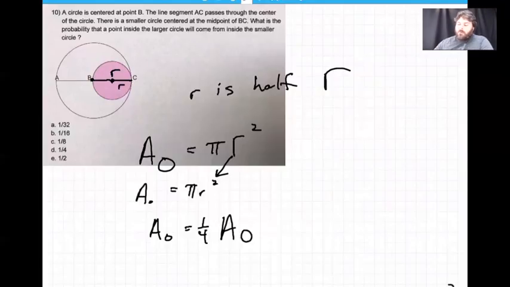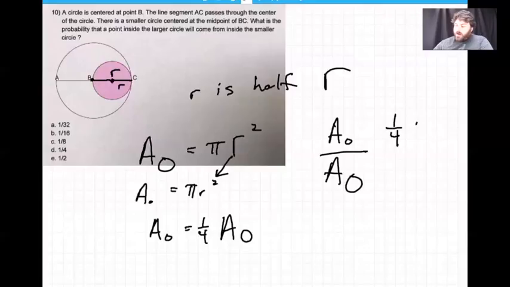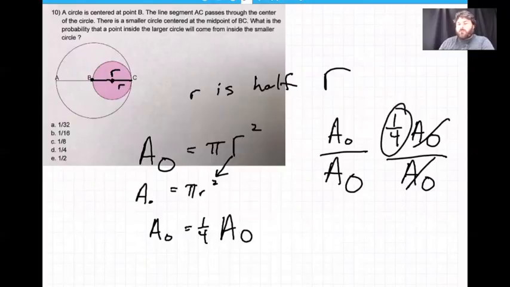So if I want to know the probability that a point will come from inside the smaller circle, then I want to know the area of the small circle divided by the area of the big circle. Okay, and the area of the small circle is 1/4 the area of the big circle, and the area of the big circle is just the area of the big circle. So it doesn't actually matter what the area is. These areas are going to cancel and leave you with a probability equal to 1/4.